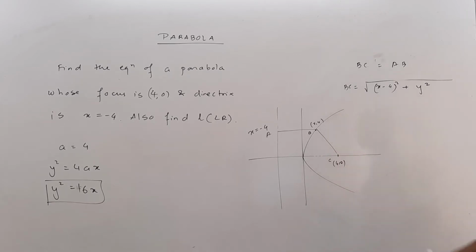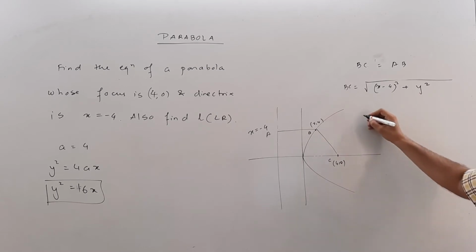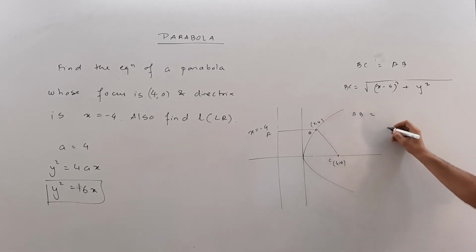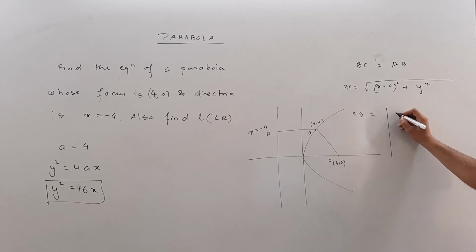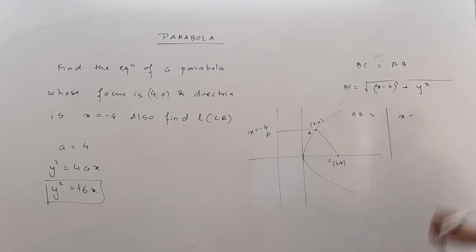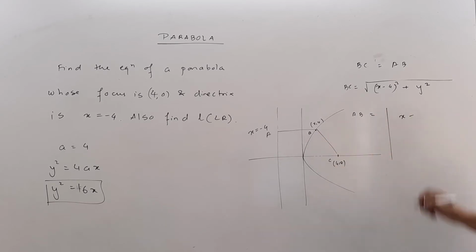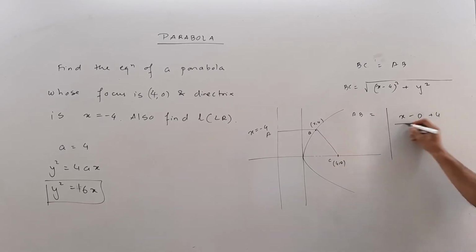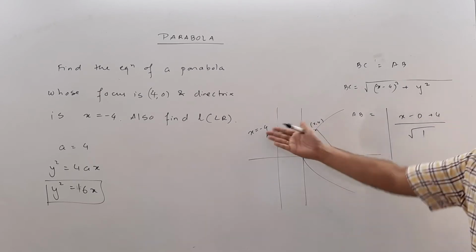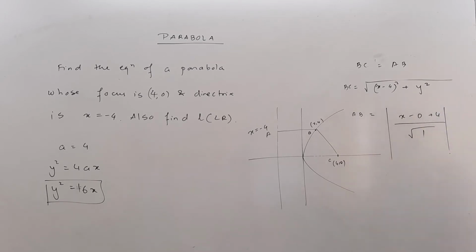Now this is the distance of the point from the line. We know that distance of a point from a line, AB is going to be written as mod of the point, that is x minus y. So y is not there over here, of course, so it's going to be 0 plus 4 divided by root 1, because the coefficient of x is 1. This is going to be the distance of the point from the line. Now let us equate this and see what we get.